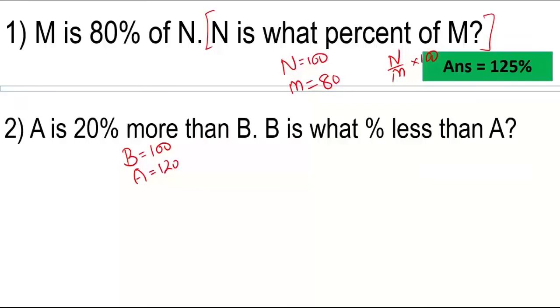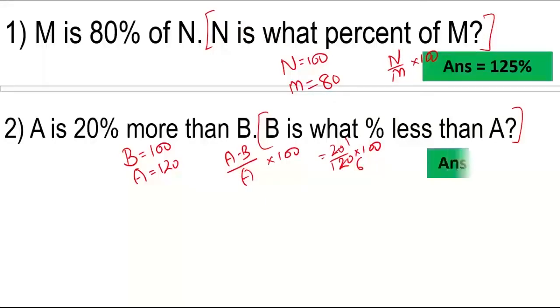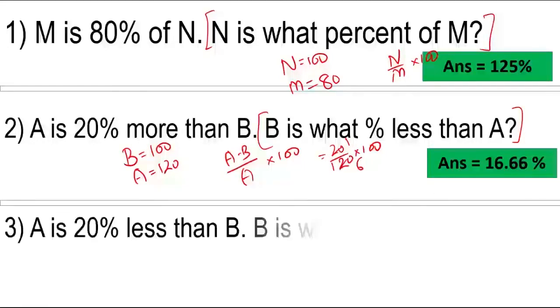Okay. Now let's solve the rest of the question. B is what percent less than A? So it has to be A minus B divided by A into 100. 120 minus 100, 20 over 120, which is 20 over 120 into 100. It's 1 by 6. And 1 by 6, I know it's 16.66%.